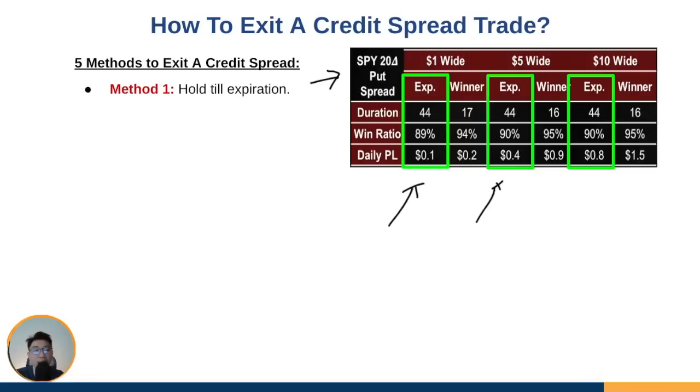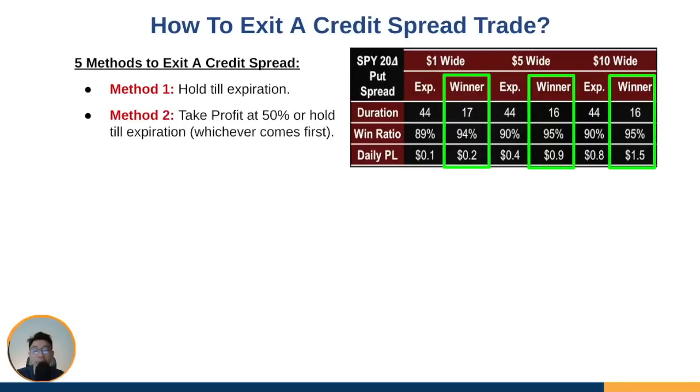You take a look at the daily P&L. This is daily average P&L. You can see that overall it's still in a profit, which is not bad, right? But a slightly better way for you to exit a credit spread might be method number 2, and that is to take profit at 50% or hold till expiration, whichever comes first, right?